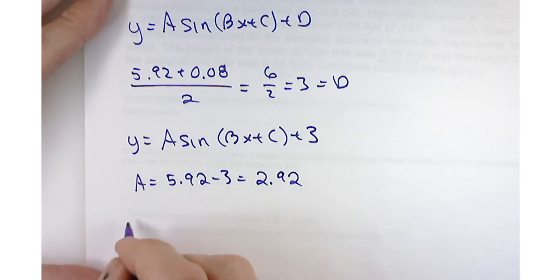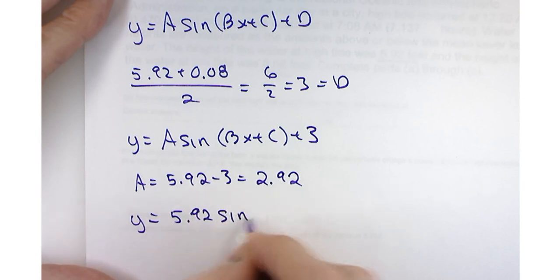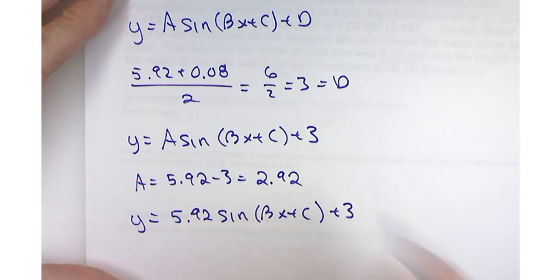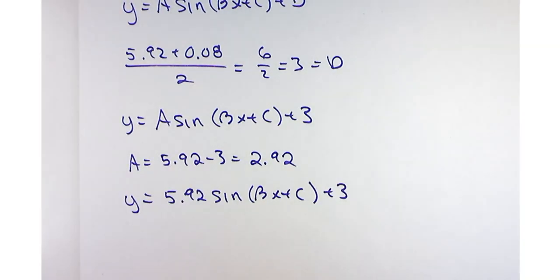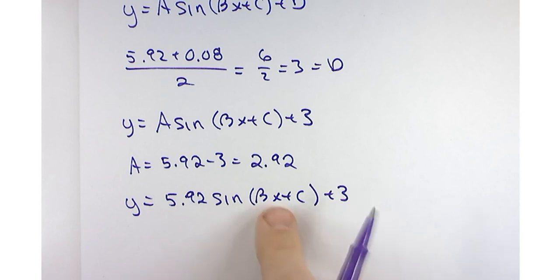So again, let's update our model. y equals 5.92 times sine of bx plus c plus 3. Now we're starting to get to the harder ones. So the first were worth a couple of points. Next we're worth a couple more than a couple points. Let's see if we can't figure out what b is.